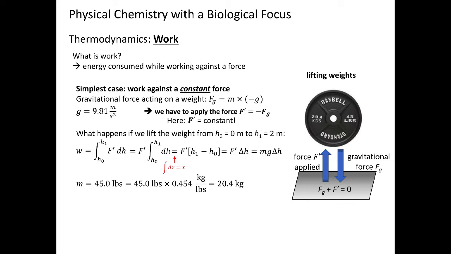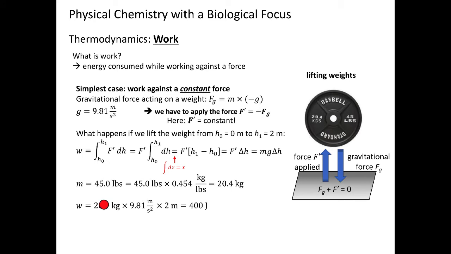Now if we want to plug in the actual numbers, again, units are important. So the mass m of our barbell is 45 pounds, as you can see here. Pounds is not the SI unit for mass, so we have to convert that. This is the conversion factor into kilograms, 0.454 kilograms per pound. And if we multiply that, we get 20.4 kilograms for the mass of that barbell.